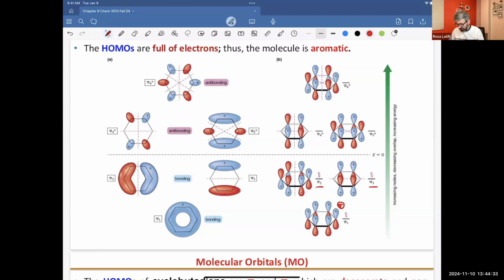How do I know how many nodes I have? Go with n minus 1. For the first level, n is equal to 1, so 1 minus 1 is 0. So there will be no node. For the second one, n is going to be 2, so 2 minus 1, we will have 1 node. Now, where can I put the node? I can put it here. I can even put the node there.